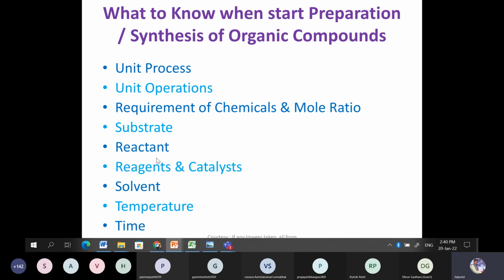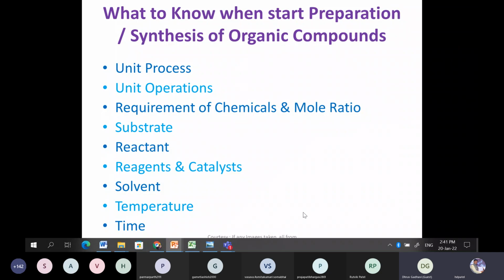Then after that, the next one is reactant. Reactants means the substance or chemicals by which the reaction will take place. That is called nitration, bromination, acetylation, alkylation. Which type of reaction will take place depends on the reactant. Then other chemicals.